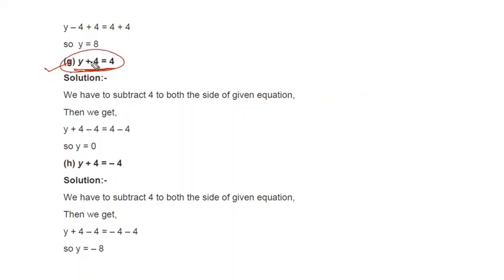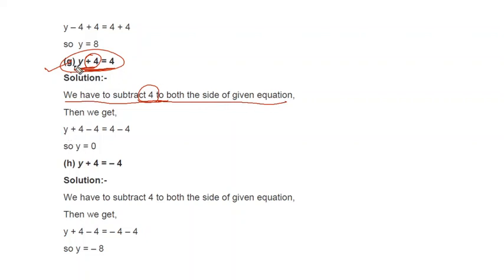Here what we will do, same, plus 4 is there, that is creating a problem for us. Okay, that is with y, so we need y alone. So if we subtract 4 from both sides, then our problem will be solved. So we have to subtract 4 from both sides of the equation.